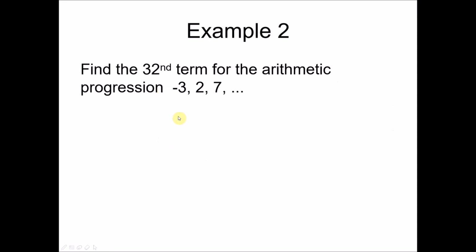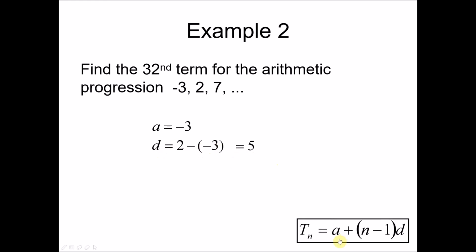Example 2. First we find the value of A. A is the first term, negative 3. Then we find the common difference by taking 2 minus negative 3. Here D equals 2 minus negative 3. You get 5. Fill the values into the formula. So T32 equals A, which is negative 3, plus n minus 1, where n is 32, times D, which is 5. Fill in the values, calculate this, you get 152.